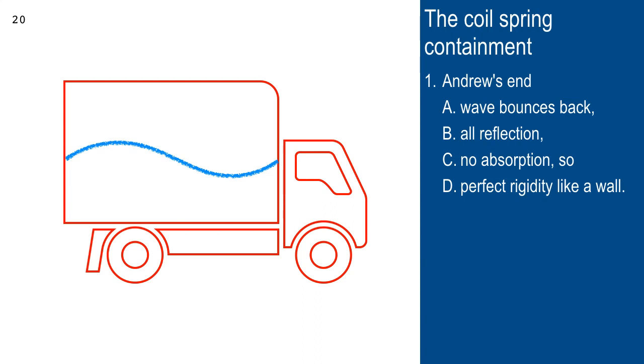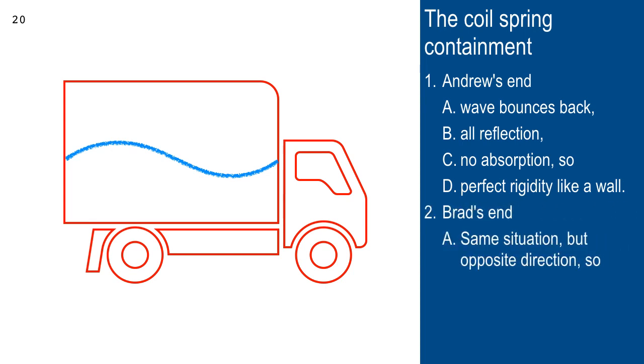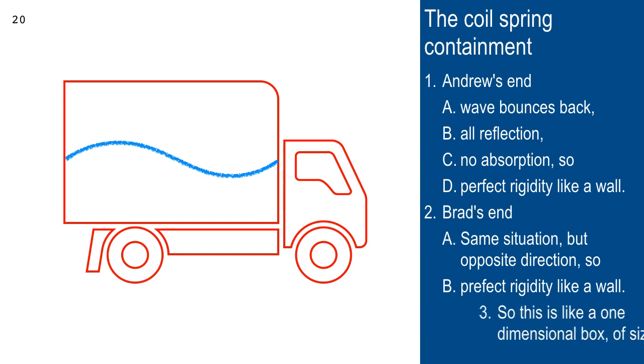So it's not made of jello. It's not made of silly putty. It's not made of plywood. Plywood you can get through. It's not perfectly rigid. Now, the same thing with Brad. He's got the same situation, except the waves are coming in from the direction of Andrew. So he has perfect rigidity like a wall, and he wasn't even doing anything for the most part. I mean, you could feel it trying to jiggle your hand. So he's got the same situation, perfect rigidity like a wall.